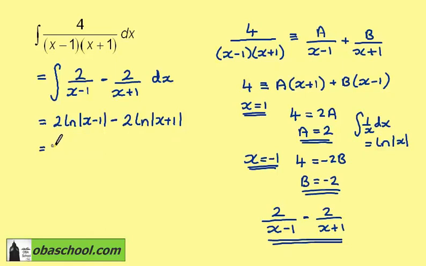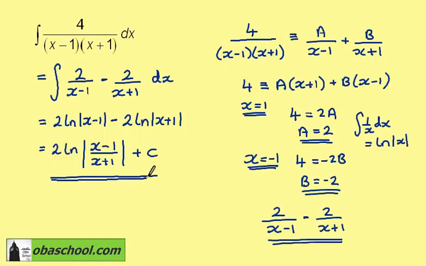We can now simplify. We have 2 log of (x minus 1) over (x plus 1) plus a constant. Of course, there are other ways of simplifying this expression.